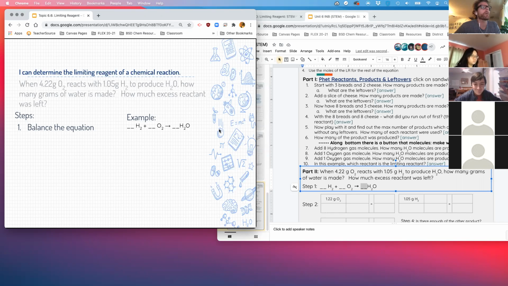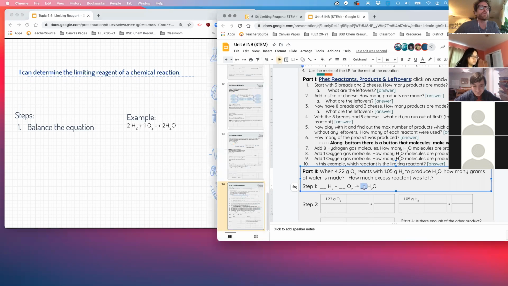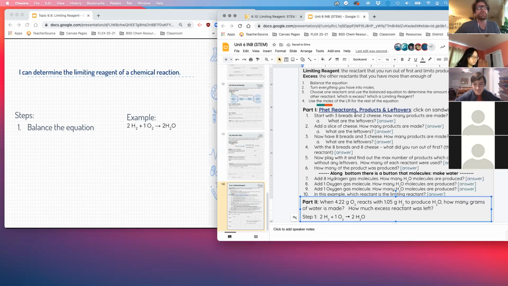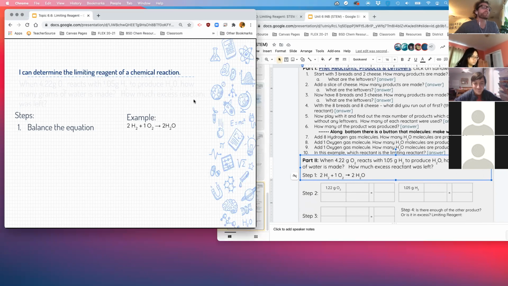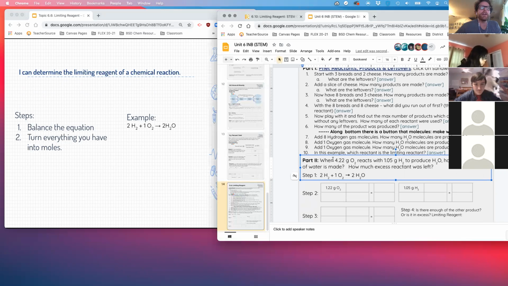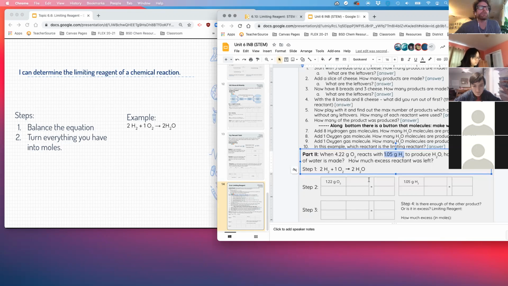First step is balance that equation. You know this one just as well as I do by now. We use it so much. 2, 1, 2. All right. Now step 2. The steps, by the way, are up here. I already gave you the steps, so you don't need to write down the steps. But the next step is turn everything you have into moles. So I have grams of O2. I need to turn that into moles of O2. I have grams of hydrogen gas. I need to turn that into moles of hydrogen gas. Okay, and I'm going to do that right here. I want you all to do it as well. Go ahead and start.